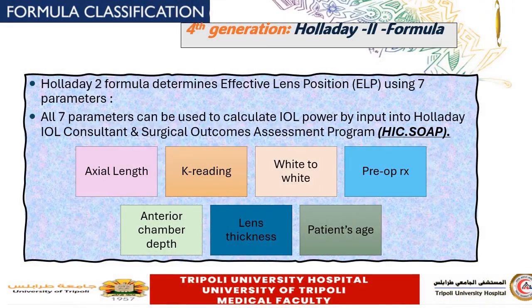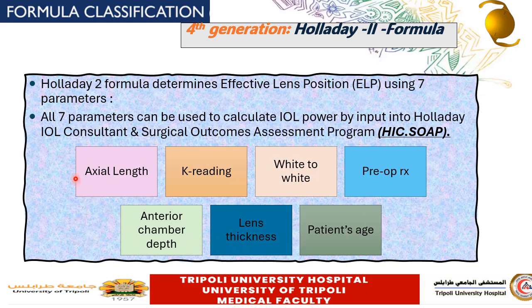After the study conducted by Dr. Holiday, and applying the 7 parameter principles in his calculation, he came up with the Holiday 2 formula, and he made a special calculation software program known as the Consultant and Surgical Outcome Assessment Program, known as HIC.SOAP. And this is available on the website, and at that time it was not available in all the IOL calculation biometry. It was available only in IOL Master 500, but now it is available in most of the newly emerging IOL calculation biometry, and also available on the website.